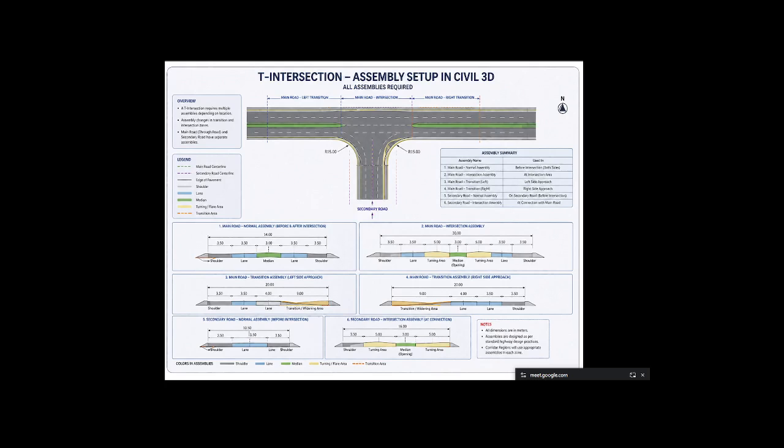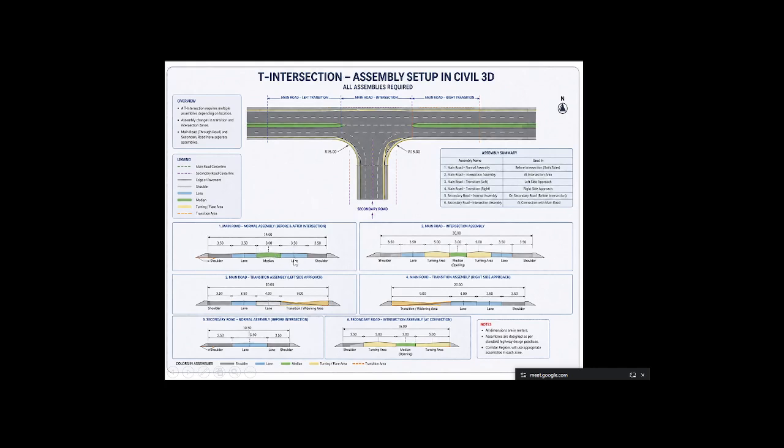So we start with the normal main road assembly, which is used before and after the intersection. This one. The assembly may be a different size or shape. As per your requirement, you can create the assemblies. See here, this one is the median, the center part. In some roads there is a divided median, or maybe an undivided median.